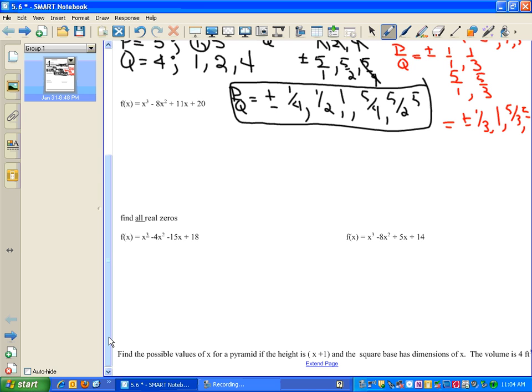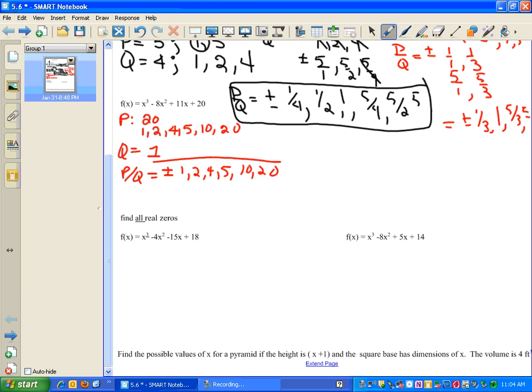As long as you can check, but from now on a quiz, put them in order, okay? All right, P is what? 20. So your factors of 20 are 1, 2, 4, 5, 10, and 20, and your Q is just 1, so P over Q is plus and minus. It's really just the factors of P. This one was an easier one.